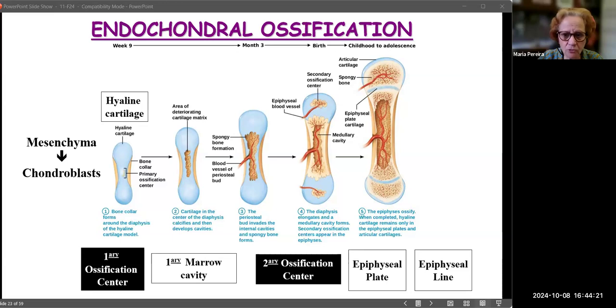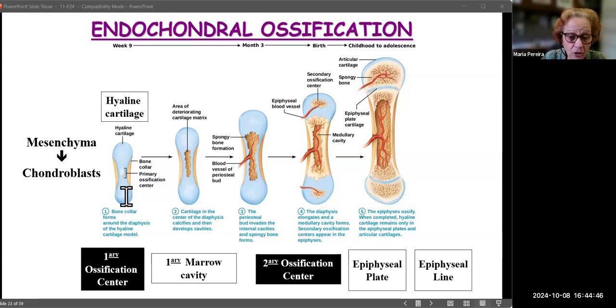So let's go through the different stages. Remember, you have mesenchyme. In the mesenchyme, you have chondroblasts. So what are chondroblasts? Chondroblasts are cells that can form cartilage. So you start with a frame that is made up of hyaline cartilage. This is represented here in blue.